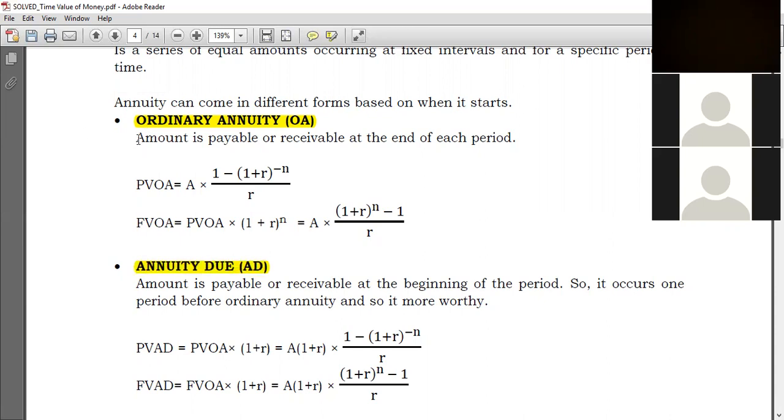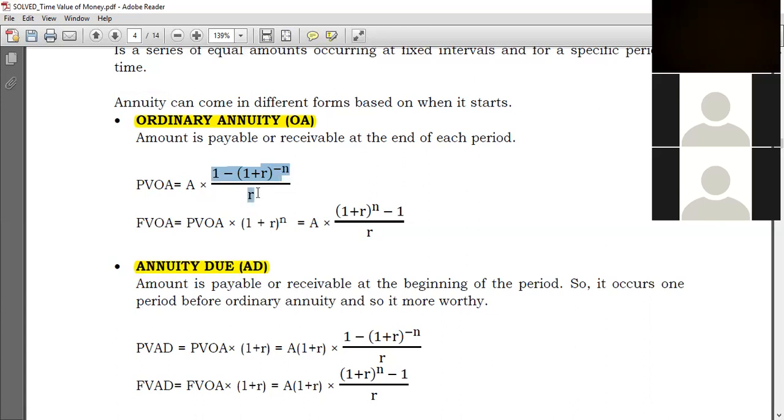So ordinary annuity, we are told the amount is payable or receivable at the end of each period. And how do you obtain the present value of an ordinary annuity? The present value of an ordinary annuity is obtained this way. You take your annuity, this A is the amount that is payable or receivable at the end of each period. You multiply it by this factor. This factor here is called the ordinary annuity factor: (1 minus (1 plus r) power negative n) over r.